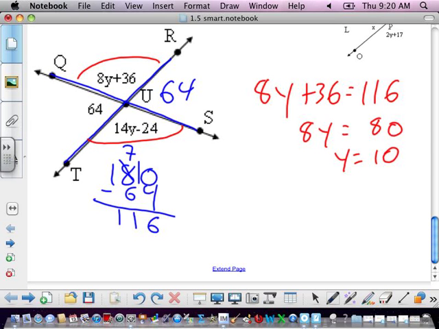So there were other ways to do this. I could have set both of these equal to each other and solved for y. I could have said 64 plus 14y minus 24 equals 180 and solved for y. Or I could have done it this way, where I just did 180 minus 64. Questions? How does it equal 10? So I know the whole thing equals 116. We're good there? So I subtracted 36, and then I divided by 8.